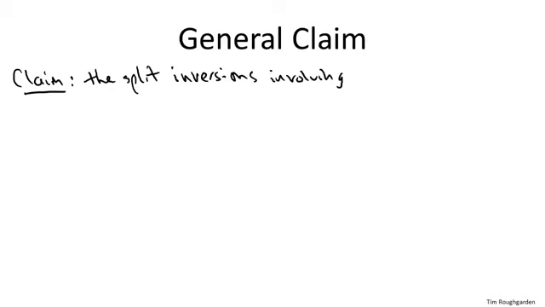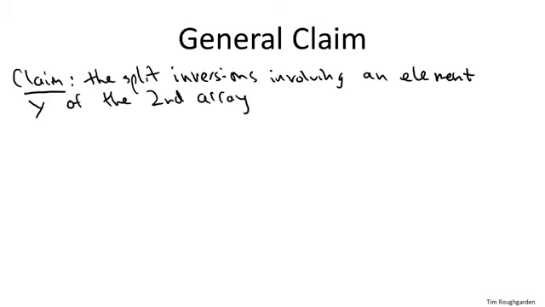So the claim is not just in this specific example, in this specific execution, but no matter what the input array is, no matter how many split inversions there might be, the split inversions that involve an element of the second half of the array are precisely those elements remaining in the first array when that element gets copied over to the output array. So this is exactly the pattern that we saw in the example.